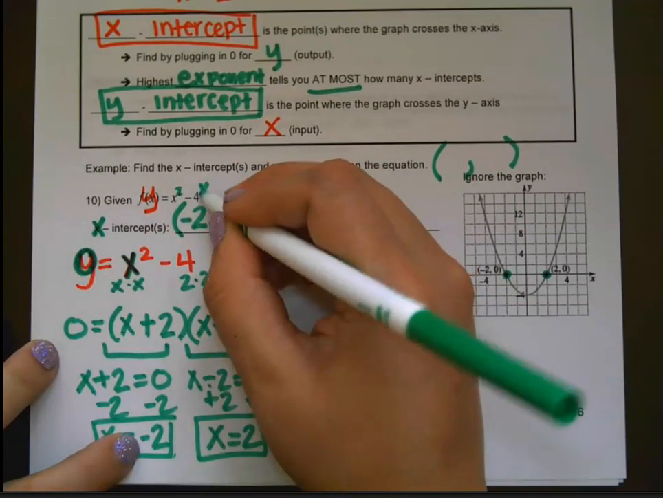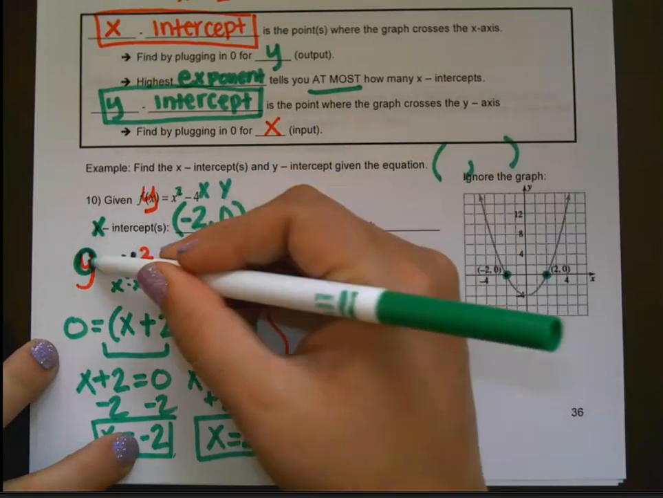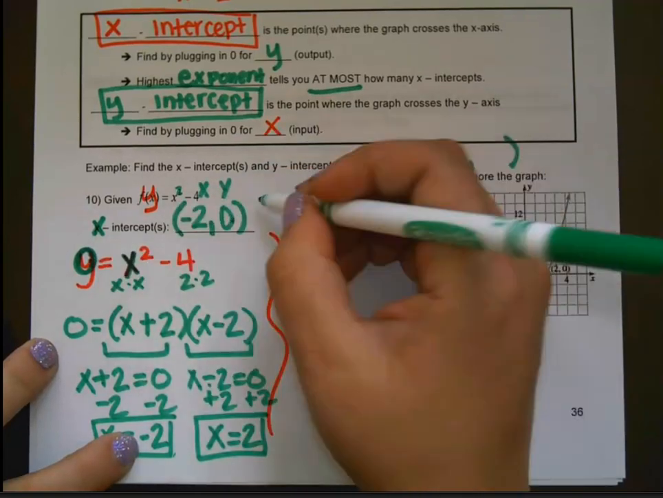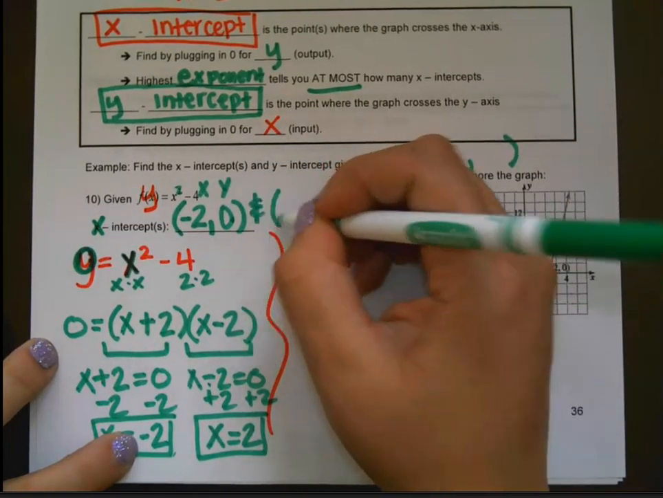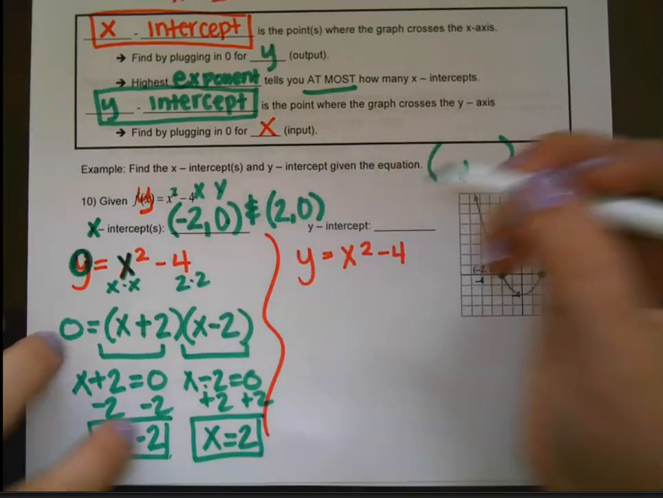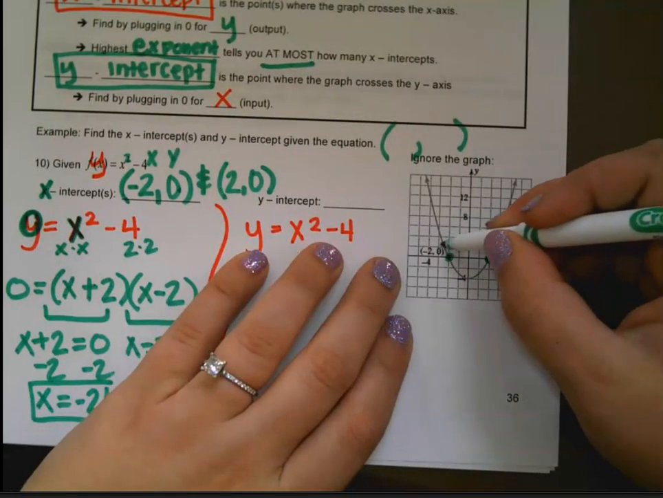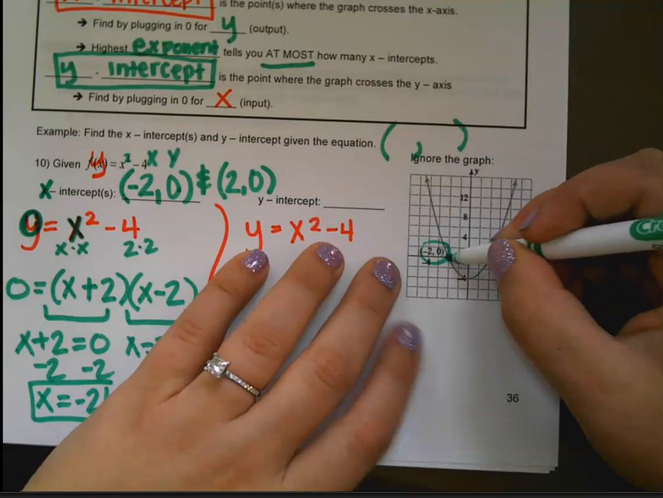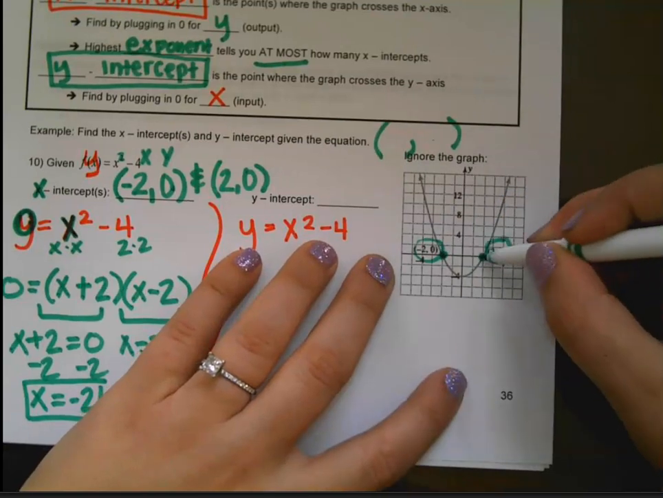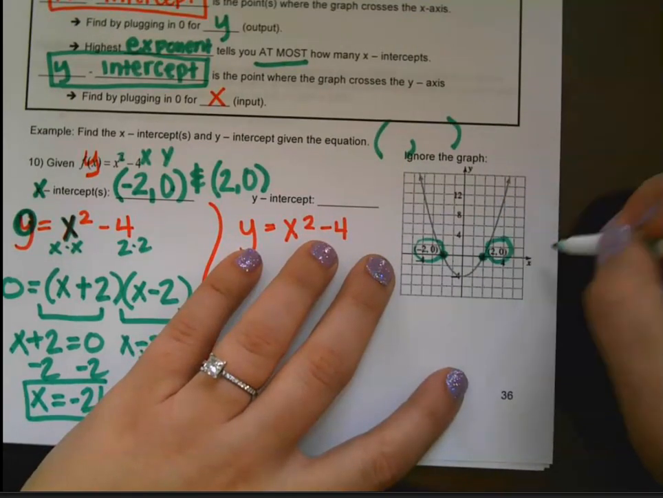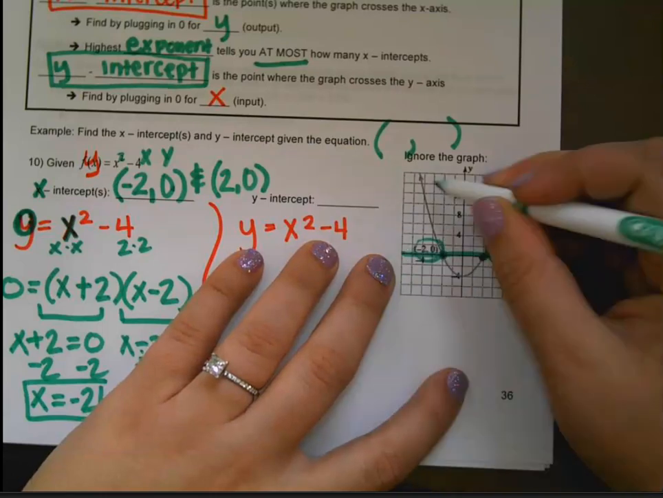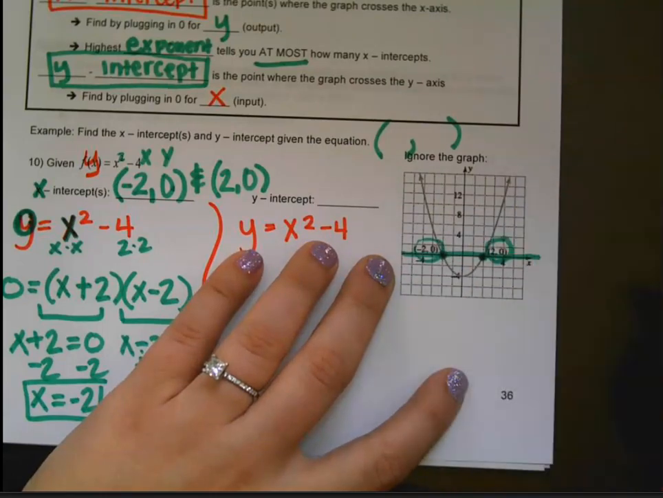So remember, x always goes first, y goes second. So there was a 0 for the y. And at 2, 0. So if we check the graph, here it is. It crosses at -2, 0, and it crosses at 2, 0. So that's what the x-intercept is. It's where the graph crosses the x-axis.